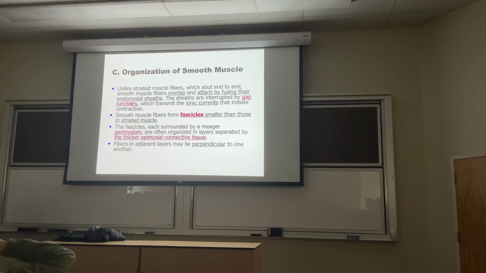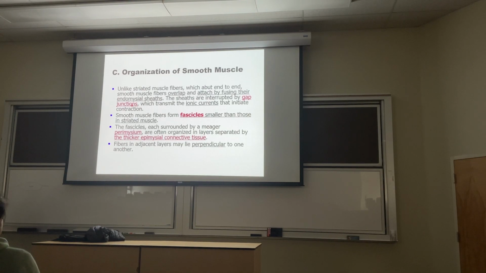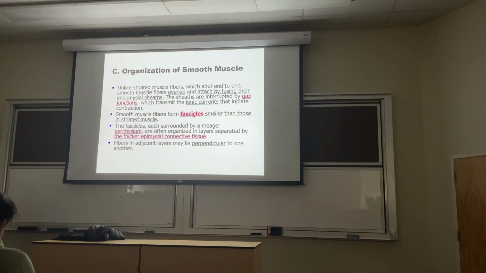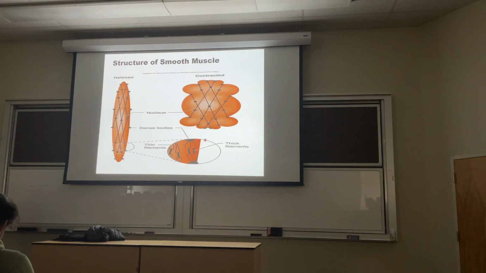Again, you can have these gap junctions in most smooth muscle, which allows ions to move from cell to cell and contract multiple smooth muscle fibers as a unit. You do form little fascicles, that's bundles of muscle fibers in smooth muscle, but they're not nearly as big. They'll have perimysium around the bundles and epimysium around the entire muscle. This shows a contraction and a relaxation.